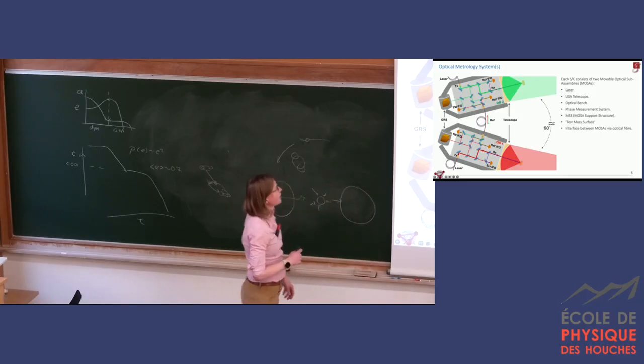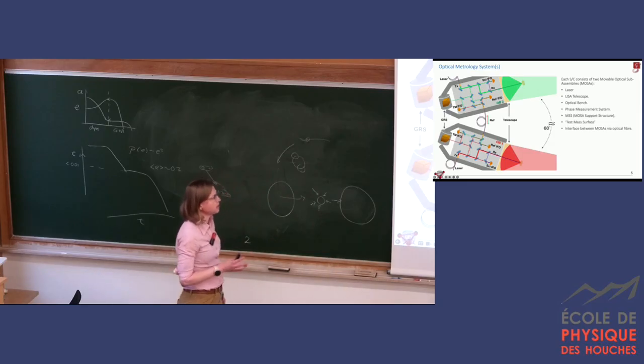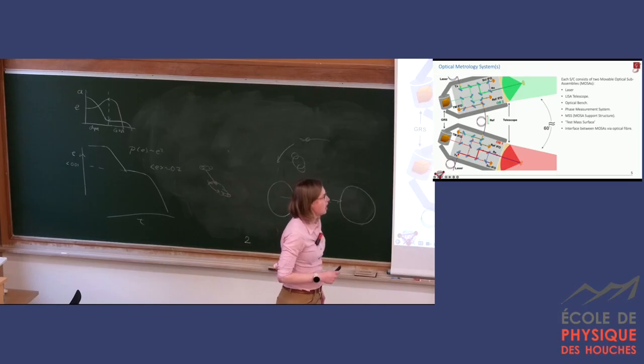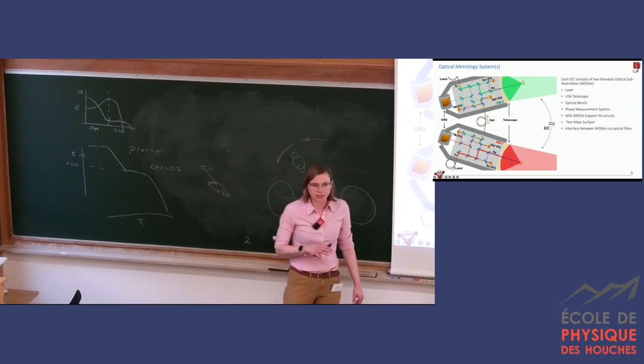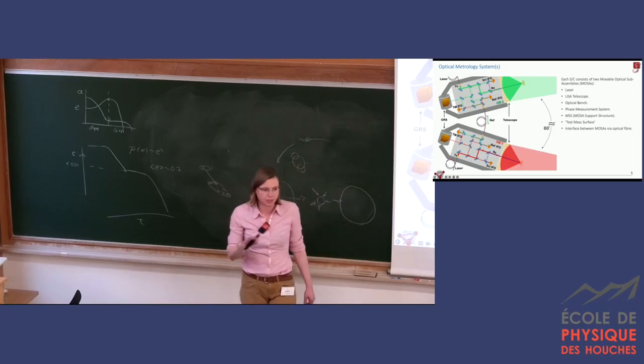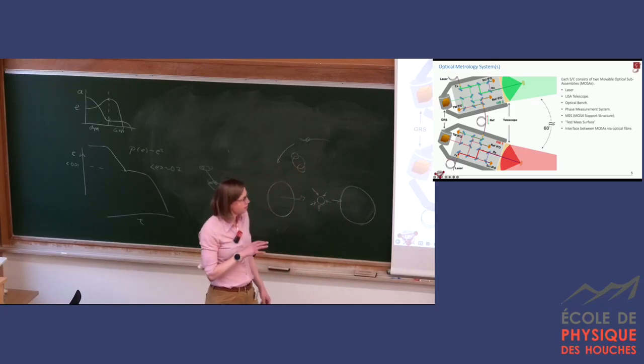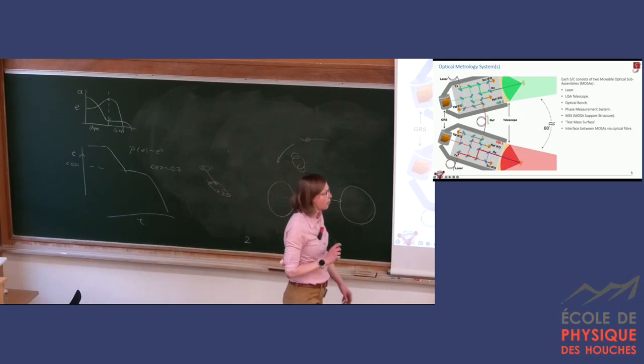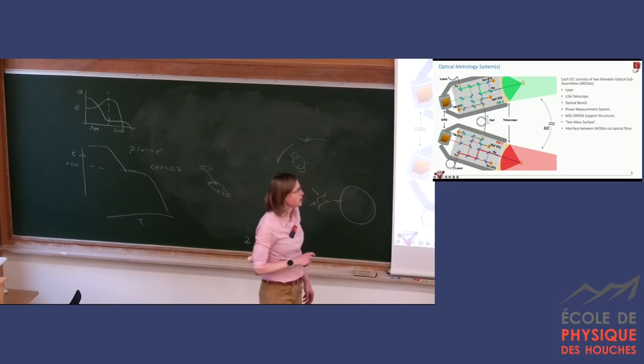So for that, our optical metrology system consists of the following instruments. We have a LISA laser, which I'm not going to be talking much about. It's a very special laser developed by NASA. As you know, it delivers 2 watts of power, but actually what we read on the other side is around 400 picowatts.